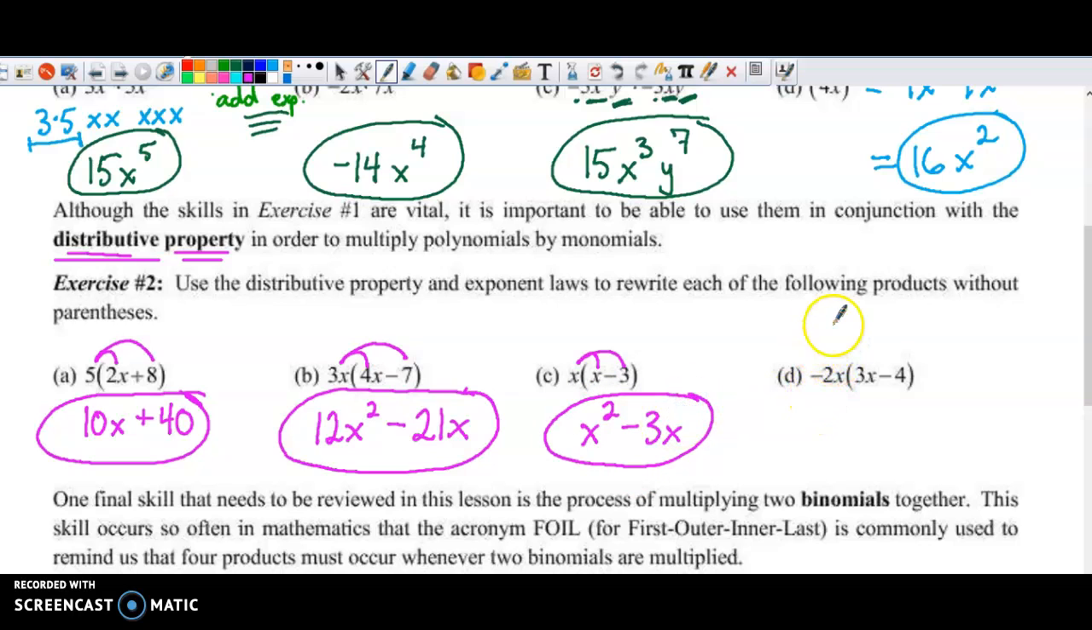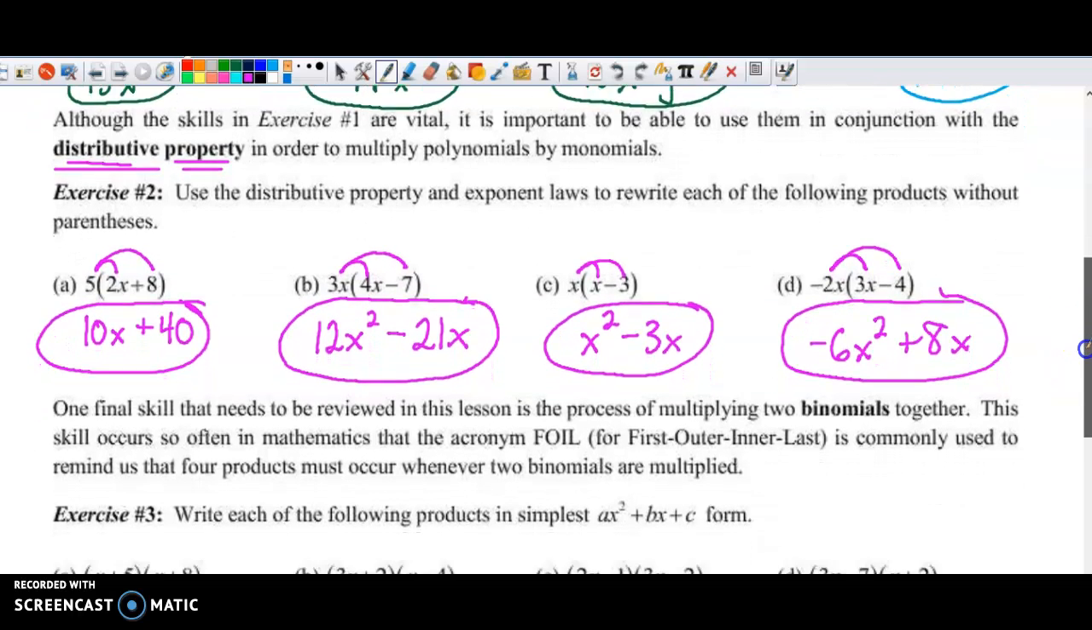And then this last one is important because that negative is attached to the 2x. So as I distribute that in there, negative 2 times 3 is negative 6, x squared, and negative 2 times negative 4 is positive 8. And again, don't forget about that x in front.